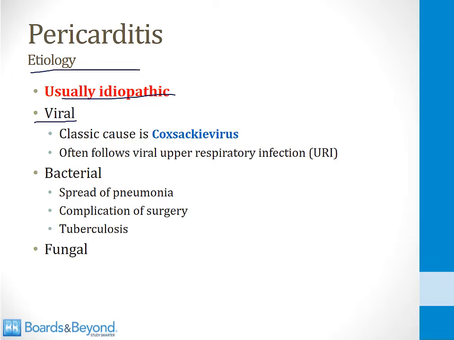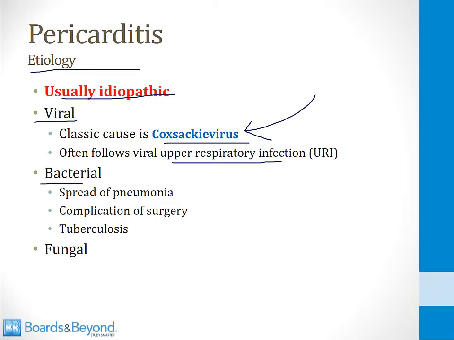The classic virus to cause this is Coxsackie virus. Often the pericarditis follows an upper respiratory tract infection, so the patient has a cough and a sore throat, and a week or two later develops pericarditis. That's a classic history of a patient with viral pericarditis, most likely from Coxsackie virus.